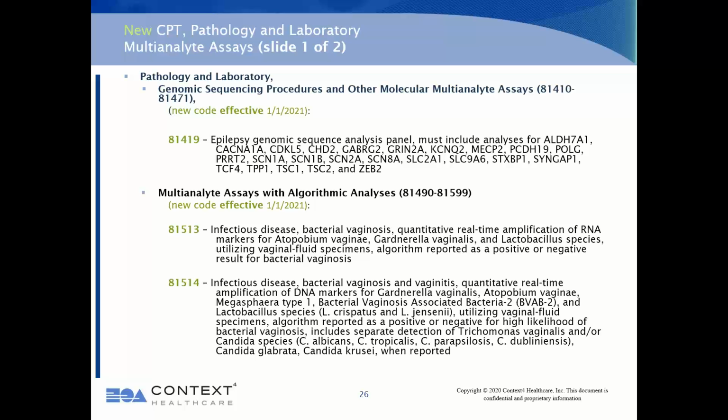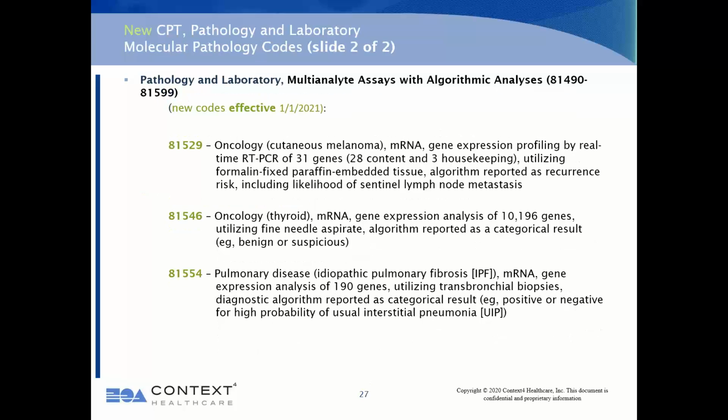For code 81513, the algorithm here reports either positive or negative result for bacterial vaginosis. And for code 81514, the algorithm reports either positive or negative for high likelihood of bacterial vaginosis. The other three codes are on the next slide.